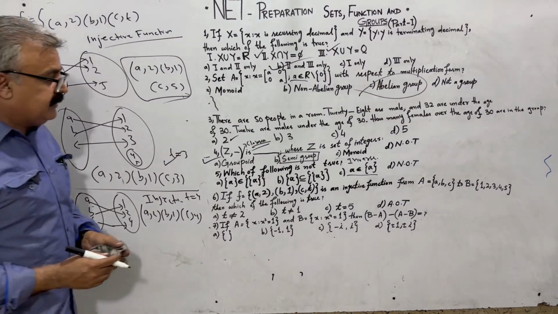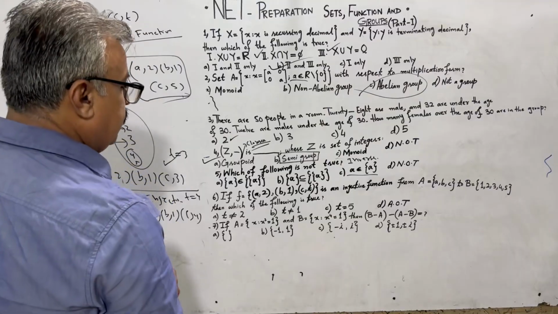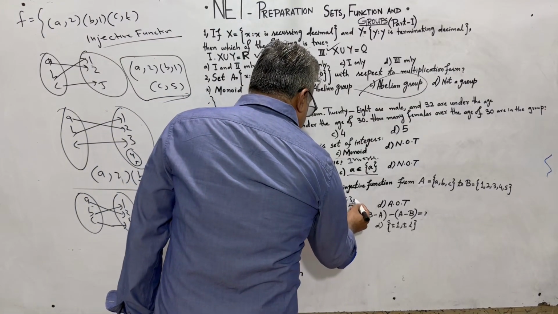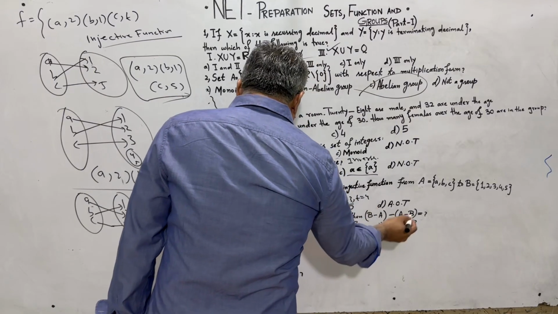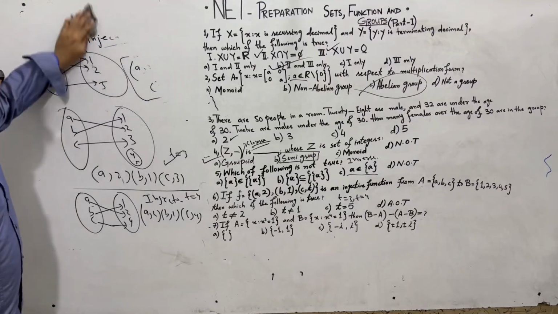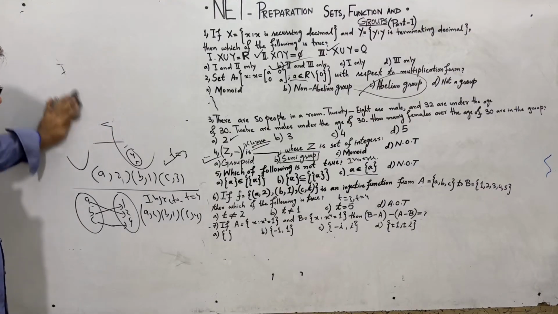And they are all injective. Means what should be the option? It might be T is equal to 3, T is equal to 4 and T is equal to 5. They are all the possibilities to make this function injective.